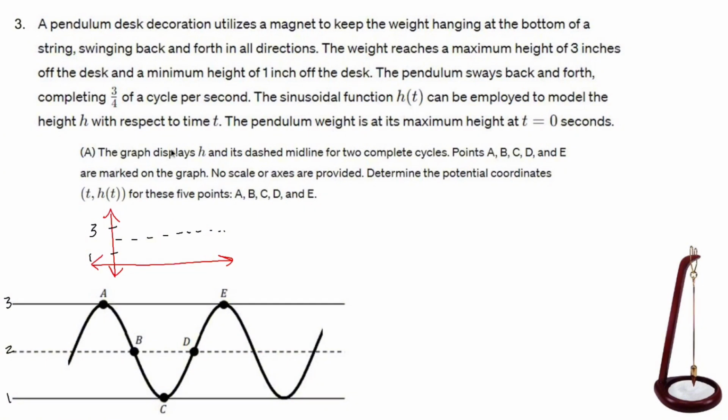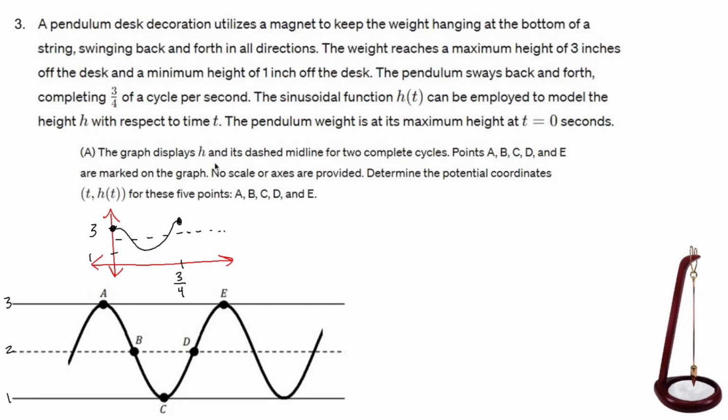The weight reaches a maximum height of 3 and 1 inch off the desk. The pendulum sways back and forth, I'll get there in a second. The sinusoidal function h of t can be, okay. So it's at the maximum height at t equals 0 seconds, so it's already up here, which screams cosine, and this is going to go down and come back up. Now it completes a cycle every 3/4 of a second, which means that's my period right there. Okay, my period is 3/4. Now, I don't know if I'm going to need this, maybe I will, maybe I won't, but this is what I have already.